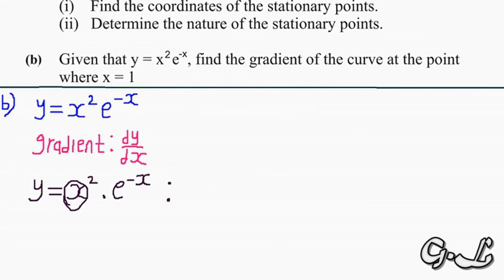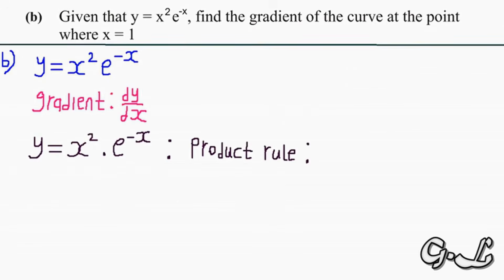Both of these terms are carrying a variable which is x. So if both of these terms are carrying the variable x and there is a multiplication between these two terms, what are you supposed to do? If you notice this, it means that this is the product rule. You have to consider the product rule.